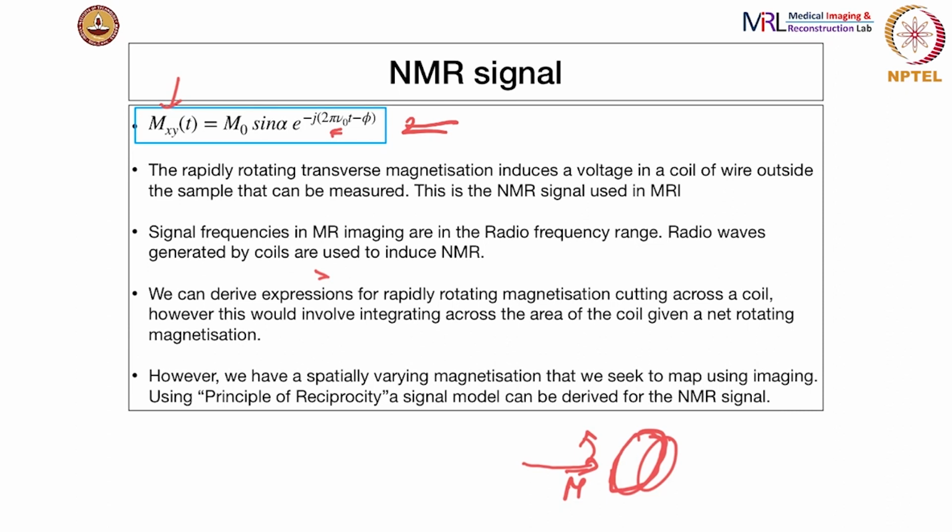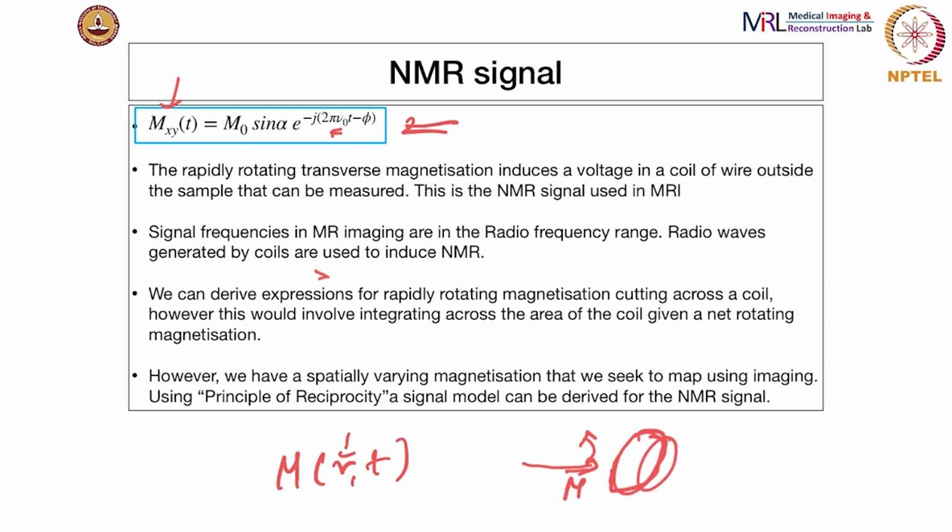Similarly, if we keep a coil of wire and integrate across the area of the coil, which is typically what you would do if you want to calculate the flux, that doesn't help, because you will only be able to measure one quantity, which is the net magnetization. What we want is magnetization as a function of position r and time, where r is in the sample, let's say the human body. At every position we want to be able to localize, right?